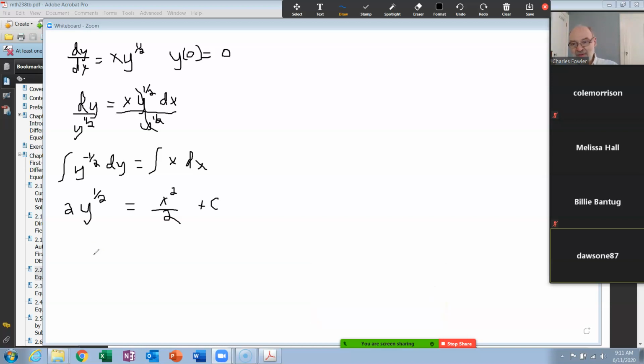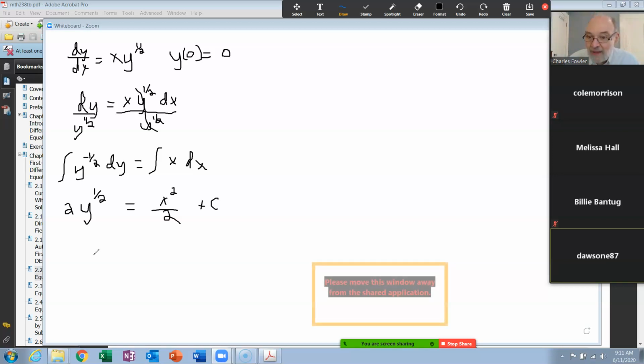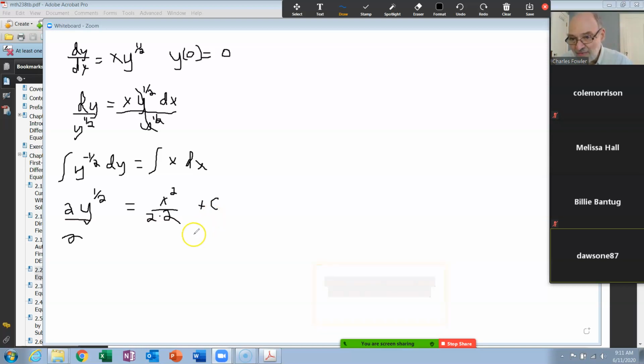And I guess they want to give it as a function of y, y as a function of x alone. So let's do that. Let's divide both sides by 2. So that'll put an extra 2 in this denominator. Now, when we divide this by 2, it's still a constant. So let's just call it another constant, because it really doesn't matter.